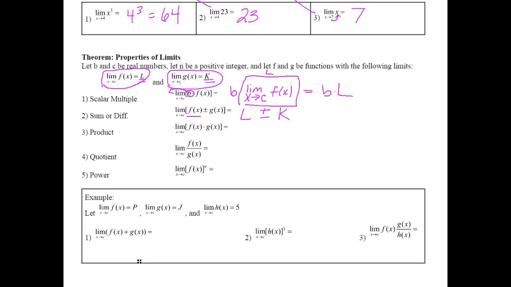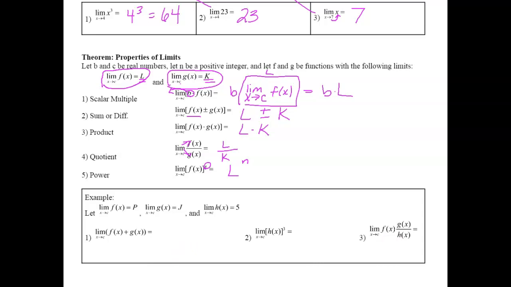Okay? Same thing with multiplication. We can apply the limits separately, so the limit of f and the limit of g. Division also works. You can apply them separately. So L divided by k. And it also works with exponents. So we're going to apply that limit, and whatever power that is can stay. All right.